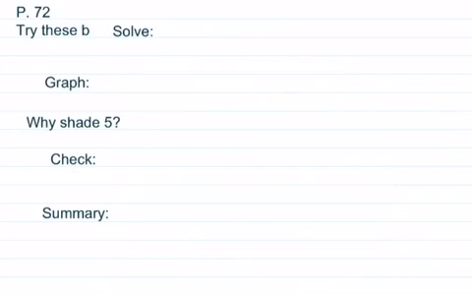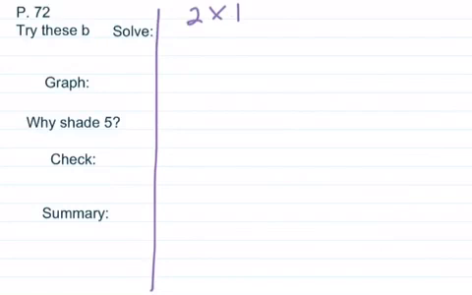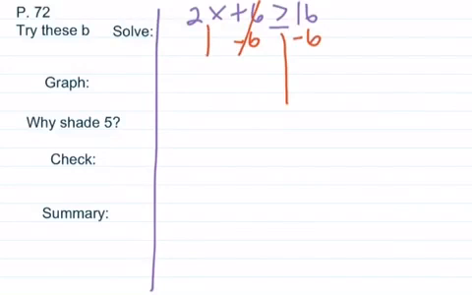Let's do one more example. This example is from page 72, Try These B. The problem is 2x plus 6 is greater than or equal to 16. We're going to solve this the same way. To get rid of my plus 6, I need to subtract 6 on both sides. Bring down my 2x, so I have 2x is greater than or equal to 16 minus 6, which gives me 10.